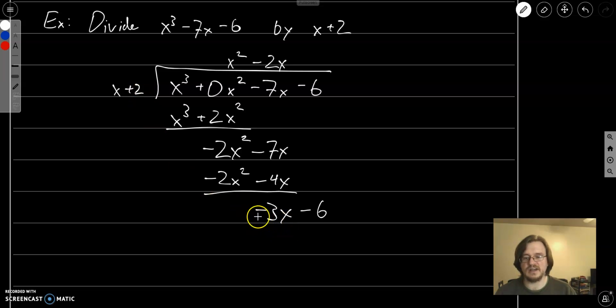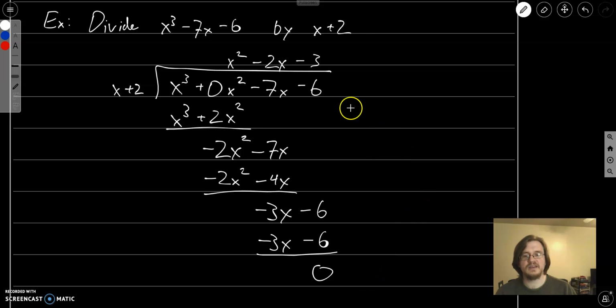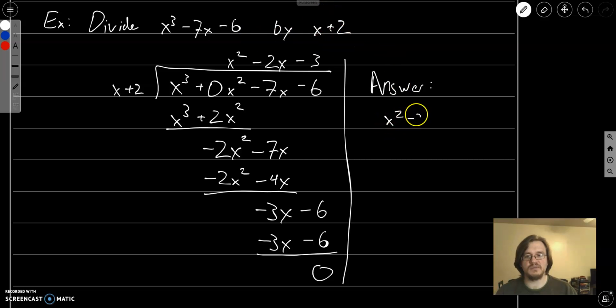X plus 2 times negative 3 is going to give me this. So negative 3x divided by x is negative 3. Negative 3 times x, and negative 3 times 2. And we get a remainder of 0. So this is quite nice. Again, our answer to this question, as in what do you get if you divide this polynomial by this one, is going to be x squared minus 2x minus 3.